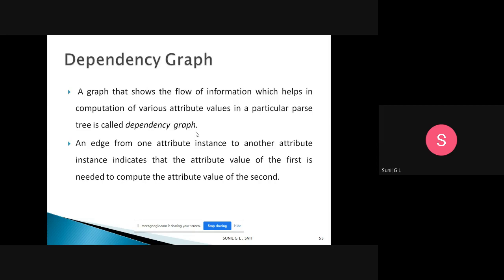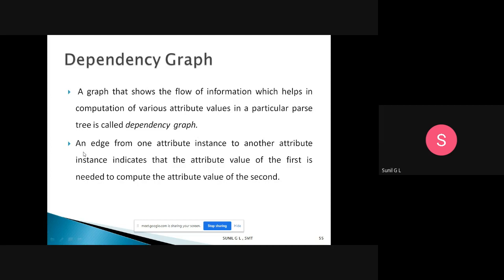Here we know that there are inherited attributes and synthesized attributes. In synthesized attributes, the values of attributes flow from bottom to top. So it shows the flow of those values, and that is the dependency graph. For example, suppose c is computed as a plus b. That is how we compute the c value, by adding the a and b values. That will be shown in the dependency graph.